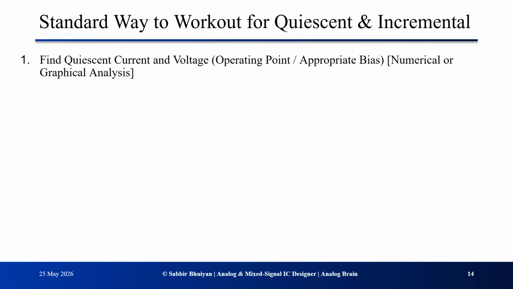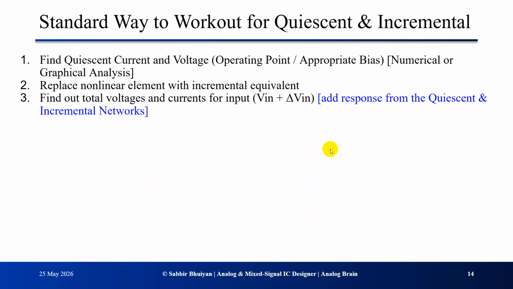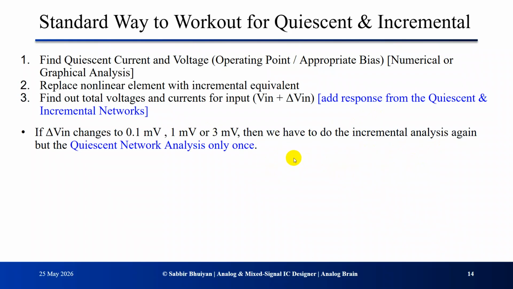So now we can summarize the standard engineering workflow for small signal analysis. Step 1, find the DC operating point or quiescent point. Step 2, replace the nonlinear device with its incremental equivalent around that operating point. Step 3, perform linear incremental analysis. So these are all the steps. Now step 4, add the DC solution and incremental solution together to obtain the total response.